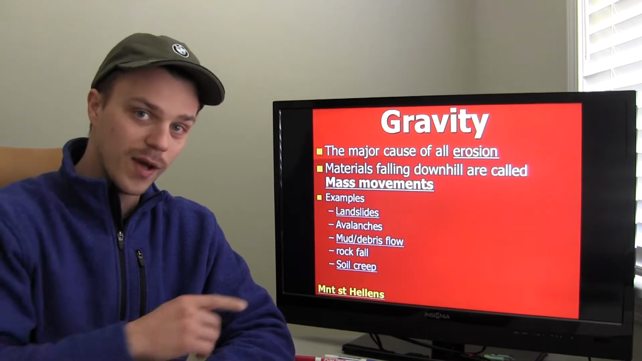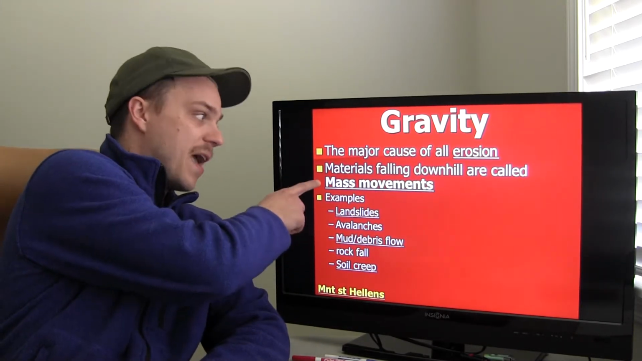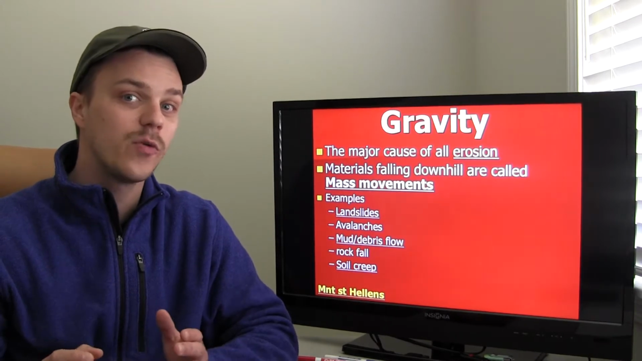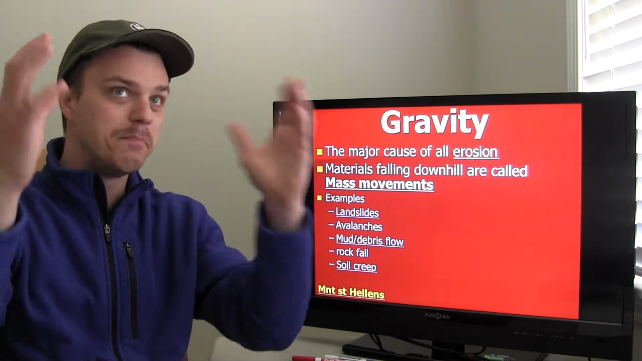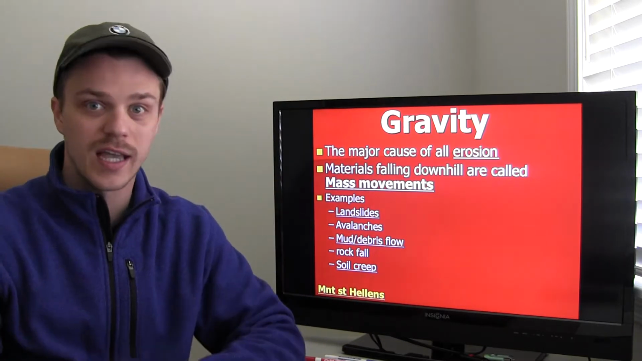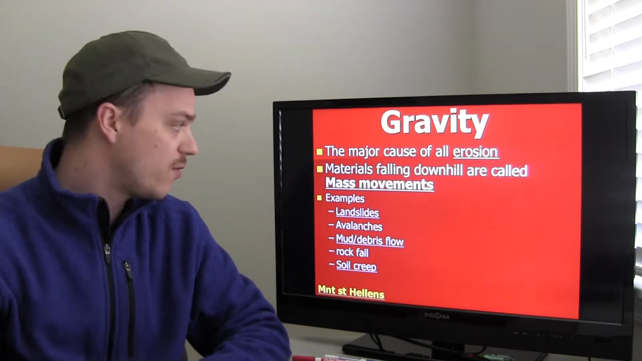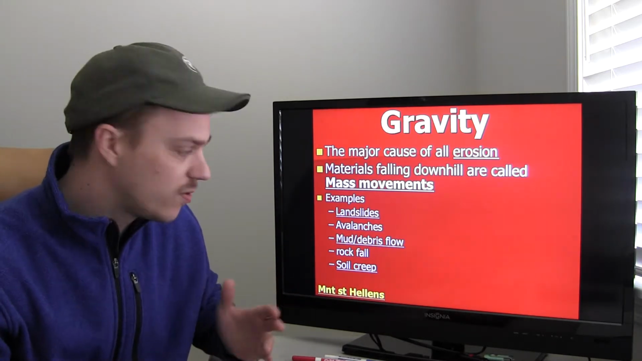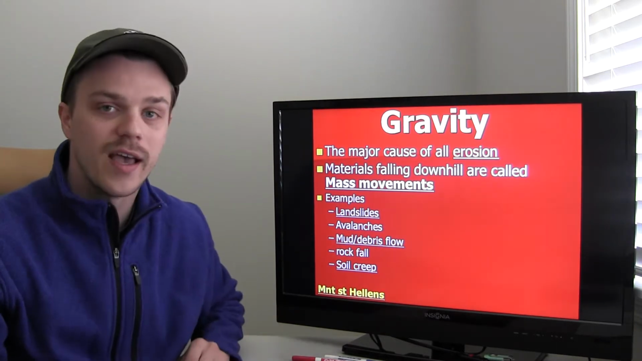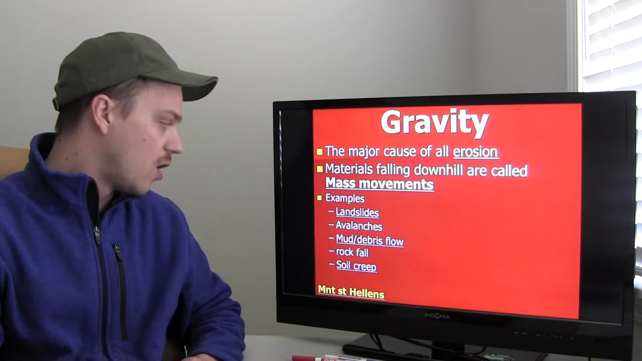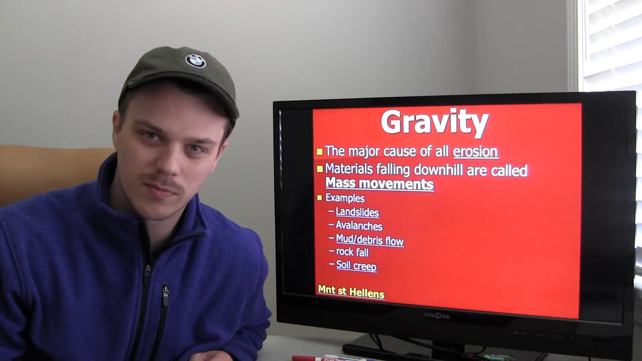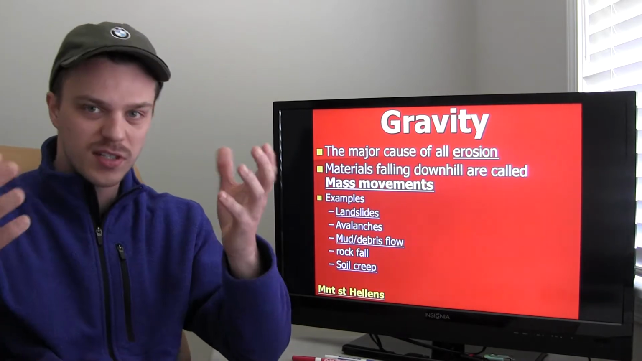So you might recognize a few of these types of mass movements. A mass movement is anything where a bunch of stuff is falling down a hill, essentially. So that would include landslides, avalanches, mud or debris flows, rock falls, and soil creep. So of the first four, landslide's the most important. It's just a bunch of stuff coming down a hill.